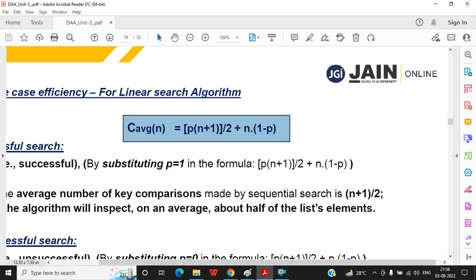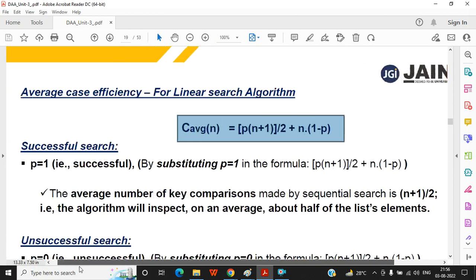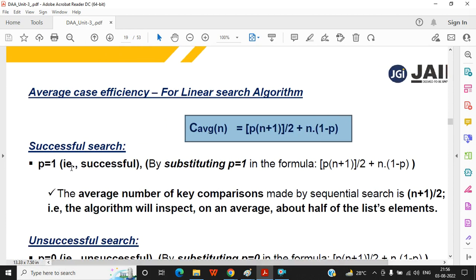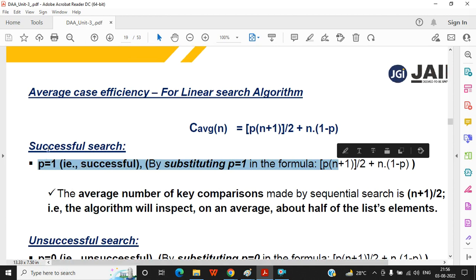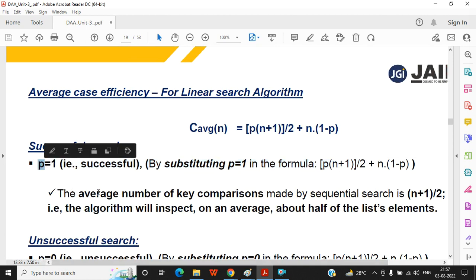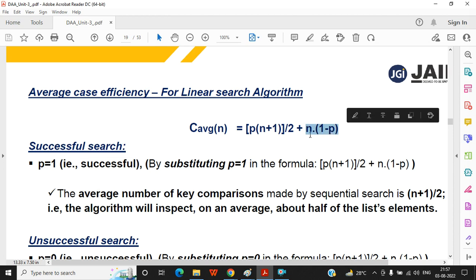Now here you consider if the search is successful. If the search is successful, then what will be the value of P? The value of P will be 1. If the value of P is 1, then this term will be 0. 1 minus 1 will be 0. n into 0 means 0.